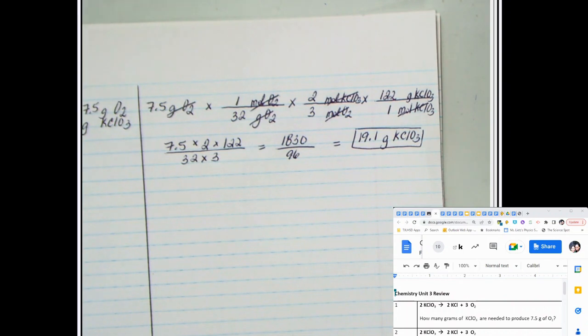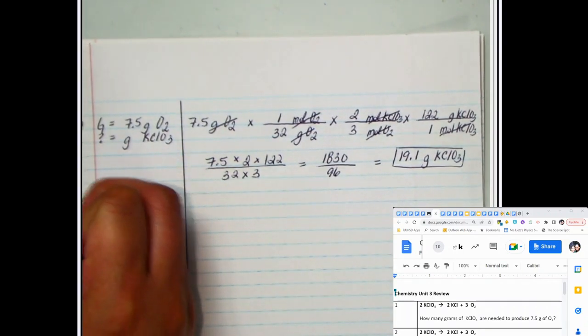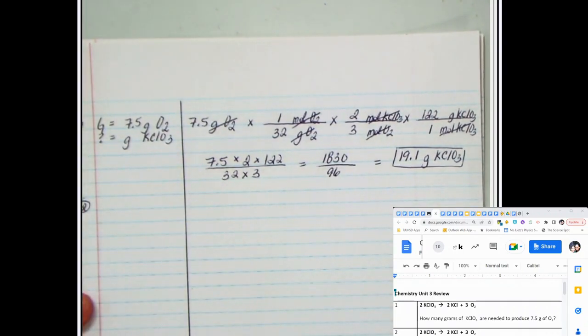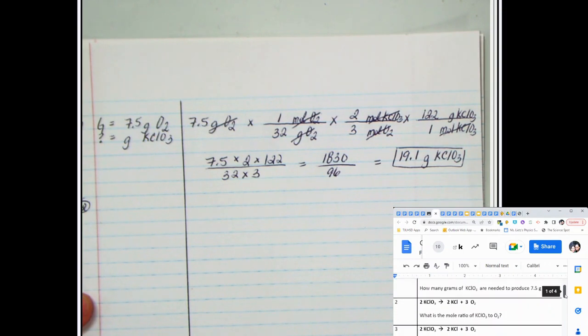All right, let's take a look at number 2. So number two says, you have the same equation, and it is asking you what is the mole ratio? What is the mole ratio of KClO3 to O2? So this one, you don't have to do any math, okay? There's no calculations involved here. What is the mole ratio? All you need to do is make sure you keep it in the same order.